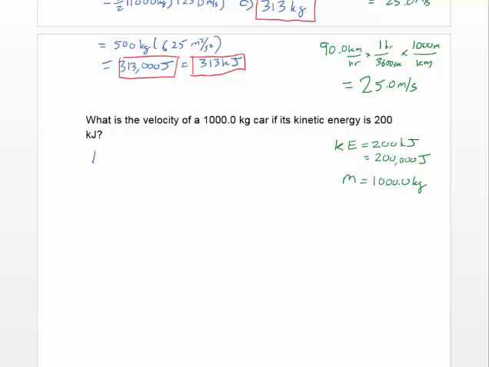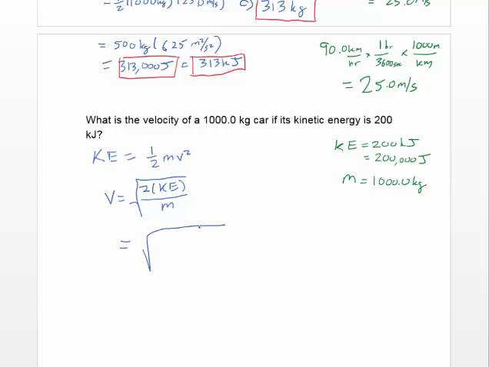So we know the mass, we know the kinetic energy, we can now find the velocity. How can we do that? Well, kinetic energy equals 1/2 mv squared. Now we have to solve for v. So v is equal to 2 times the kinetic energy divided by the mass. And we have to take the square root of that entire thing. So now we know all the numbers on this side. We know the kinetic energy, we know the mass, and so we can figure that out.